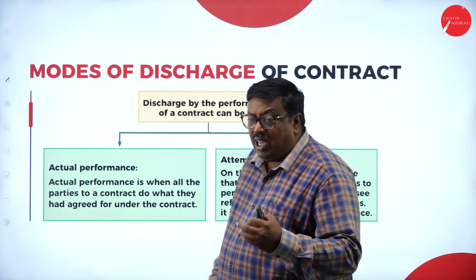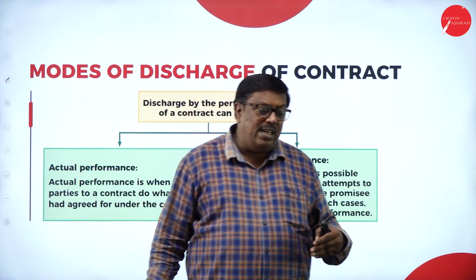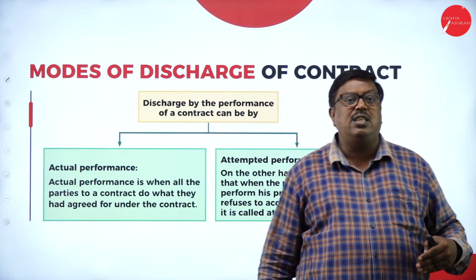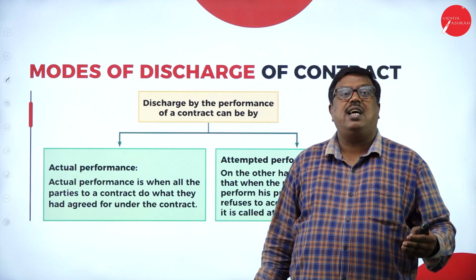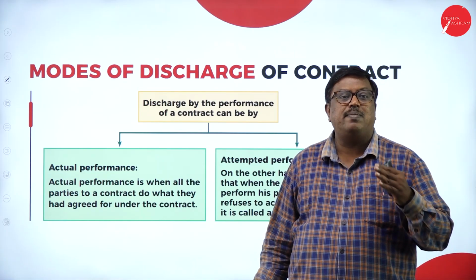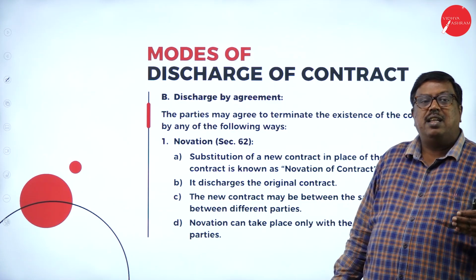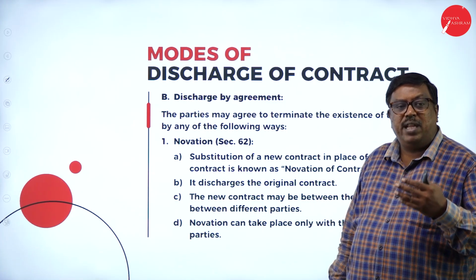Like John agreed to sell his bicycle to Peter. John has made an attempt of selling his bicycle to Mr. Peter, but Peter has refused due to certain reasons. This is called attempted performance. Discharge by agreement, where the agreement between A and B has been made here.